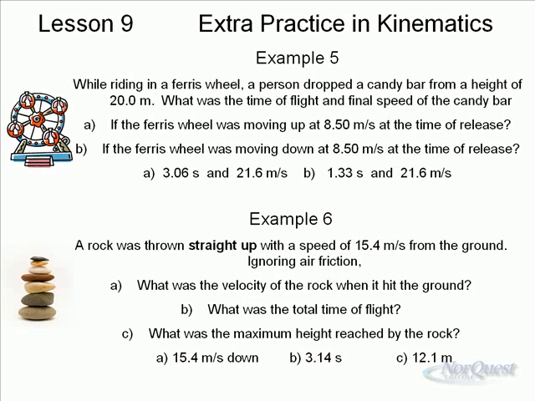That leads to one last conclusion, and that is whatever the initial speed was at the bottom, that's going to be the final speed when the rock hits the ground down the road. So if the initial velocity was 15.4 meters per second up, the final velocity will be 15.4 meters per second down. And that's the answer to A.